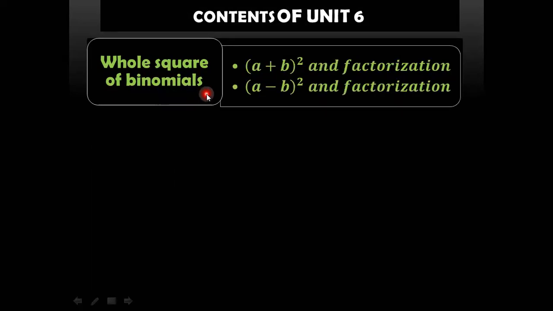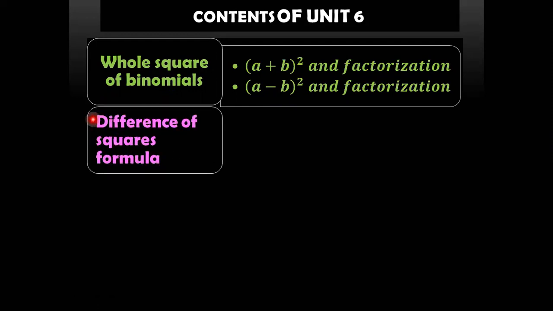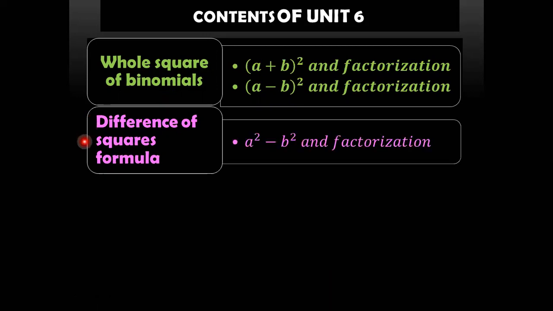You will study whole squares of binomials in it. There are two types of it. One is the sum formula and the other is the difference formula. You are familiar with these formulas, a plus b whole square and a minus b whole square, and then you will see the factorization also with the help of these formulas. Then you will see the difference of squares formula, which is a square minus b square. You are also familiar with it a little from your previous class. You have studied it, and factorization by using this formula also.